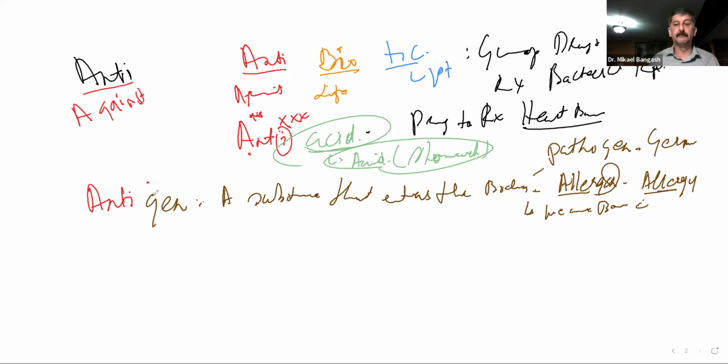Did you guys get that? Sorry, I just had a question. So what is the meaning of gen? Gen means to produce. What the word gen actually means is to produce or create. Thanks.